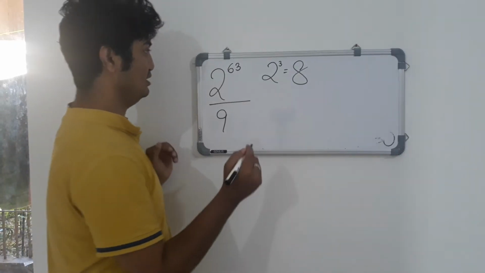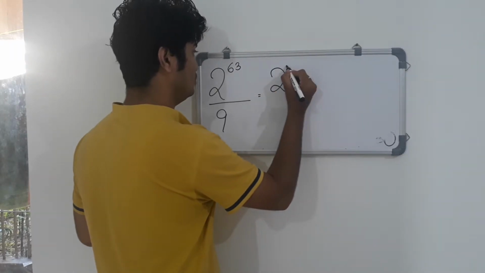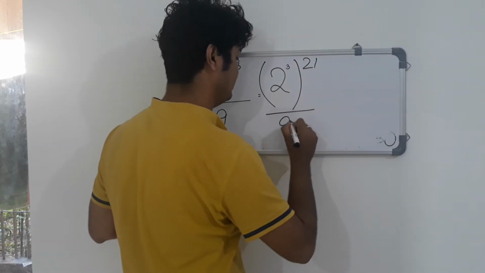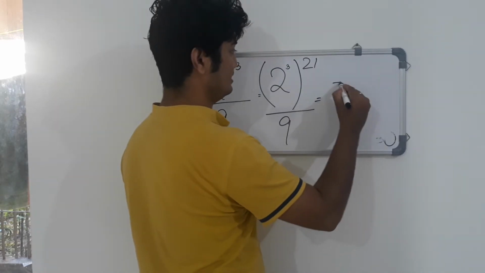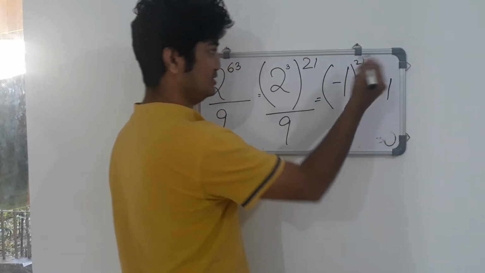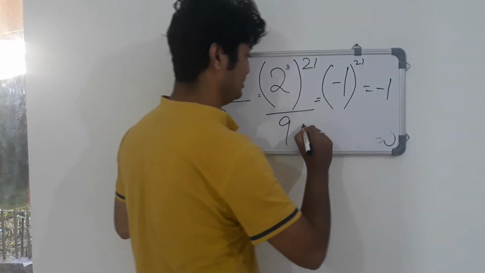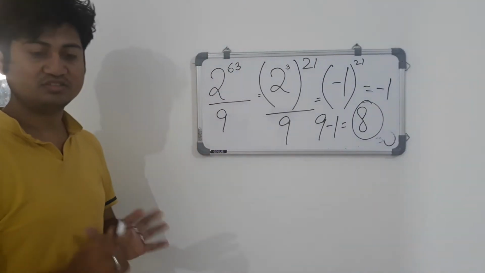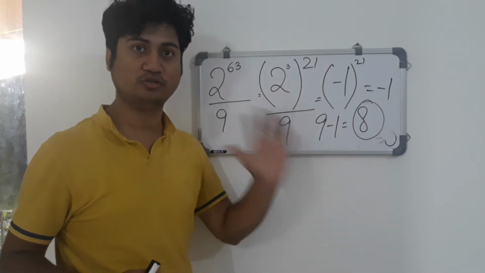Correct? Now, I can rewrite this problem as 2 cube whole to the power 21 by 9. 2 cube is 8, and 8 with 9, I just told you the remainder is minus 1, whole to the power 21. So the remainder is minus 1. Minus 1 to the odd power is basically minus 1. So 9 minus 1, the remainder is 8. And this is the solution. These are the questions you will get often in competitive exams, and this is the way you can go ahead and solve those questions.